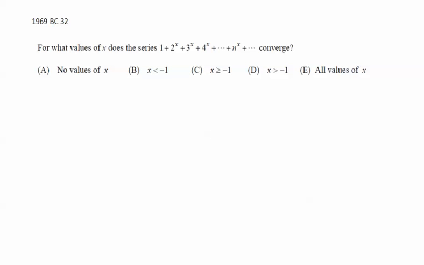For what values of x does the series 1 plus 2 to the x plus 3 to the x plus 4 to the x plus n to the x converge? Now, this is kind of a tricky question here, and it's not easy for people to see originally. This is a p-series problem.